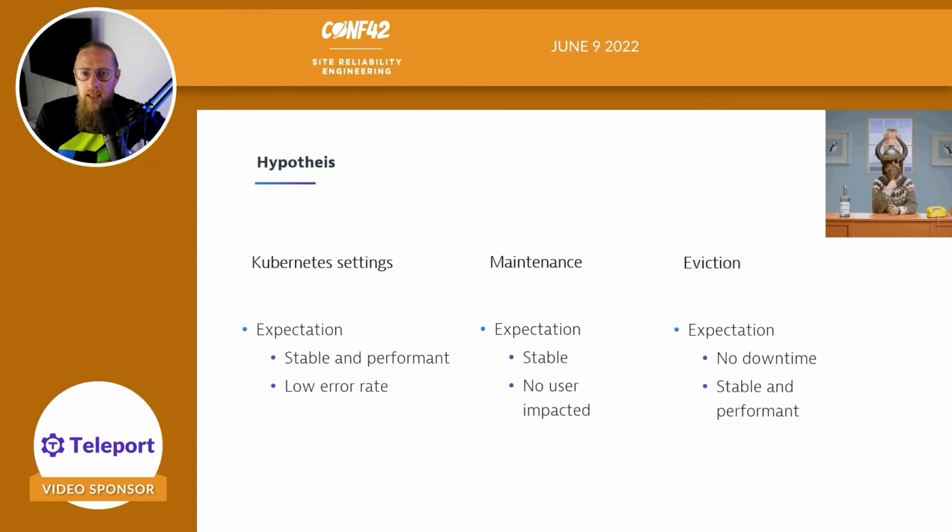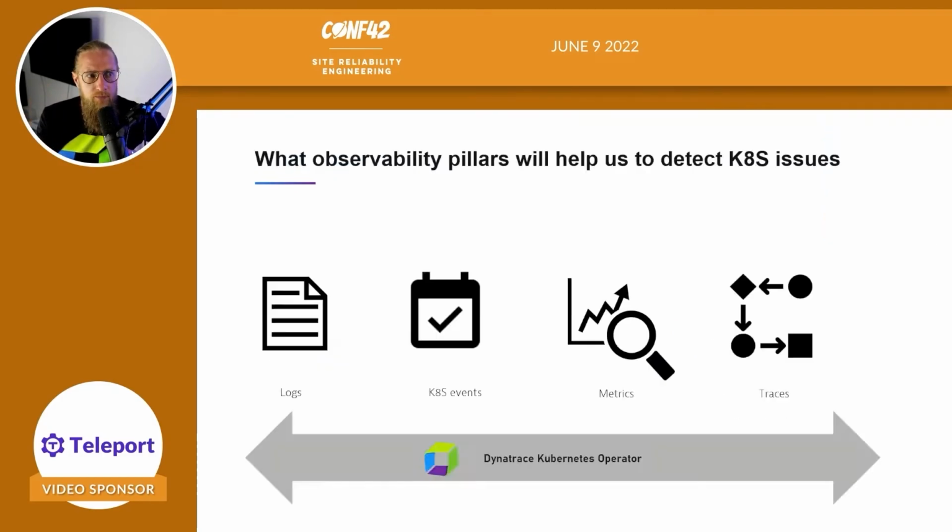And last, it's a story that we had before: eviction. So we're turning into a node pressure situation where there's an eviction. My expectation is that because I've defined the right priority on my pods, no downtime, stable and performant, no impact on my users. What are the observability pillars that we need to collect?